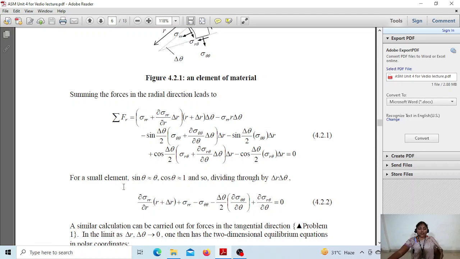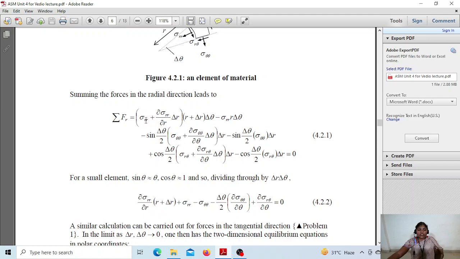Now, for small elements, if you take sin theta as theta and cos theta as 1, then by dividing the entire equation by delta r delta theta, these are common, no? You divide and take sin theta equal to theta and cos theta equal to 1. This component is 1, 1 minus 1 comes to 0, so this will all be ruled out. Then what will be remaining? This one will be there.